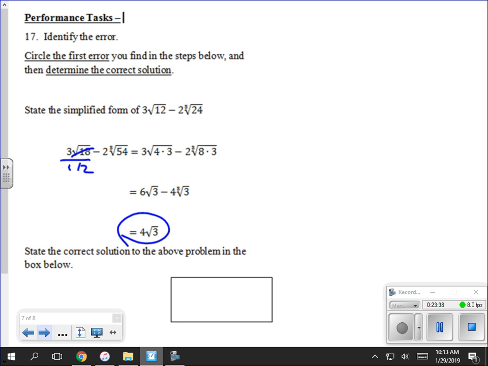So 3 root 12. Root 12 is 4 times 3. The square root of 4 gives me 2. 2 times the 3 gives me the 6 here. So that becomes 6 root 3. That's good. Cube root of 54. 54 is 8 times 3. Why do I pick 8? Because 8's a perfect cube. The cube root of 8 is 2. So I have 2 times 2, which gives me the 4 in front. That is correct. This would be my correct answer. Everything else is just fine, except for that part there.